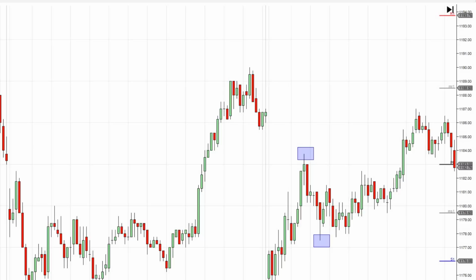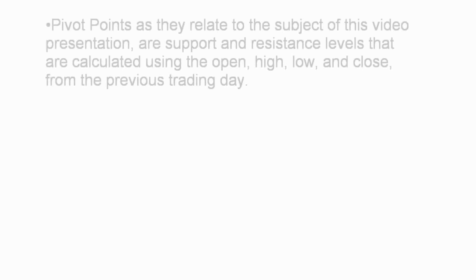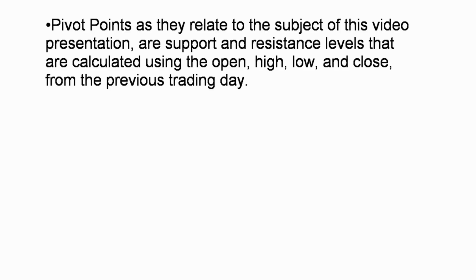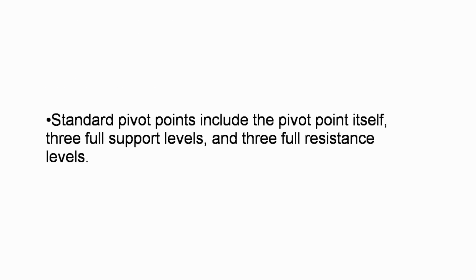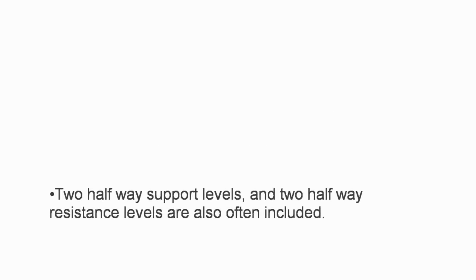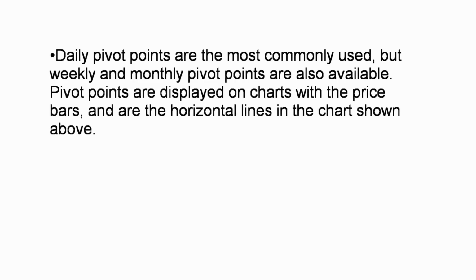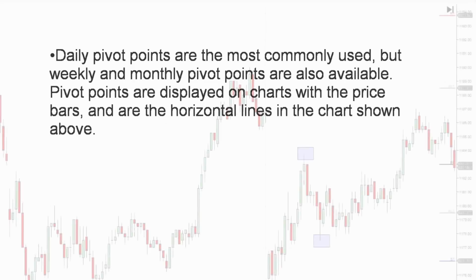Real quickly, let me cover what pivot points are before I move forward. Pivot points, as they relate to the subject of this video, are support and resistance levels that are calculated using open, high, low, and close data from the previous trading day. Standard pivot points in this indicator package include the pivot point itself, 3 full support levels, 3 full resistance levels, 2 mid support levels, and 2 mid resistance levels. Now, daily pivots are the most commonly used, but weekly and monthly pivot points are also available with the package in the event that you like to use those instead.